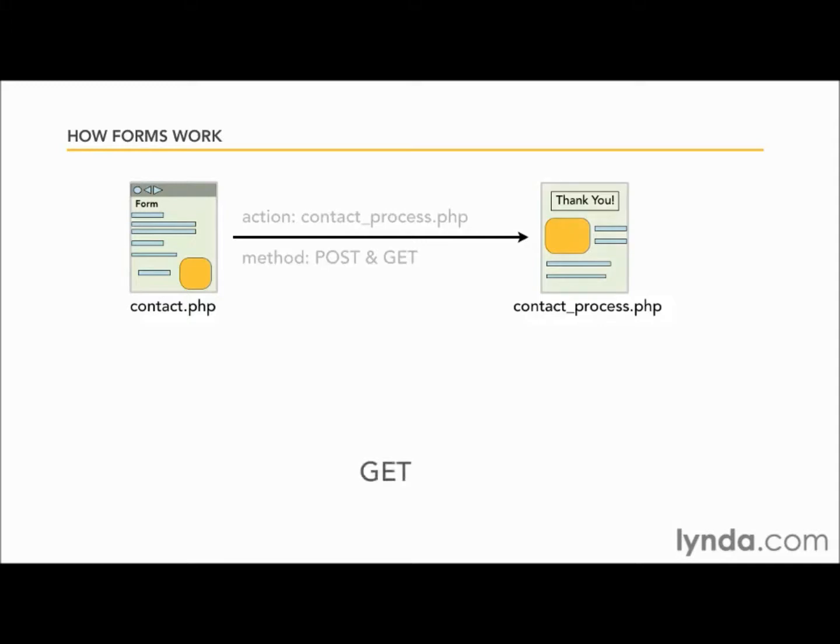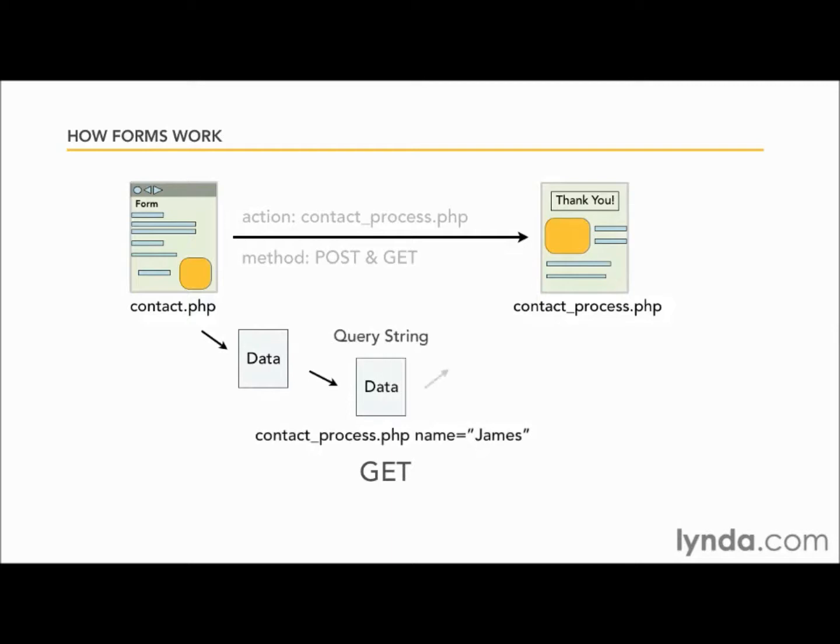Get appends the form data to the query string, while post submits the data in the head of the request document. That basically means that form data submitted with get is visible in the page address after submittal, while data submitted with post is hidden to the end user. The submittal method that you use will depend upon how the processing script is expecting to receive the data, and based on limitations of the submittal types themselves.